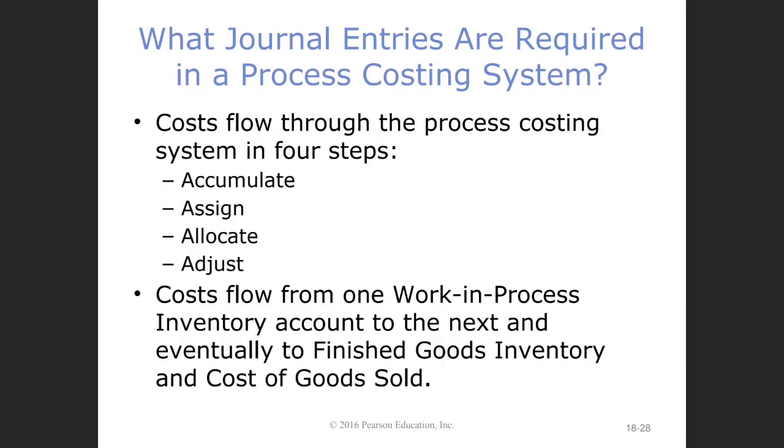And then cost flows from one work in process inventory account to the next, and eventually to finished goods inventory and cost of goods sold. We saw this in some previous examples where we had mixing, and then it moved to molding. So you have multiple work in process inventory accounts that cost can flow through until they eventually end up in the finished goods inventory account, and then they move to cost of goods sold.